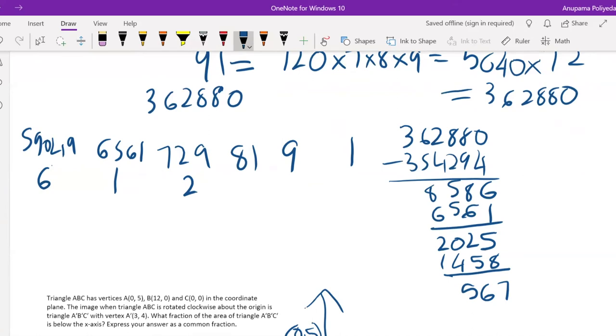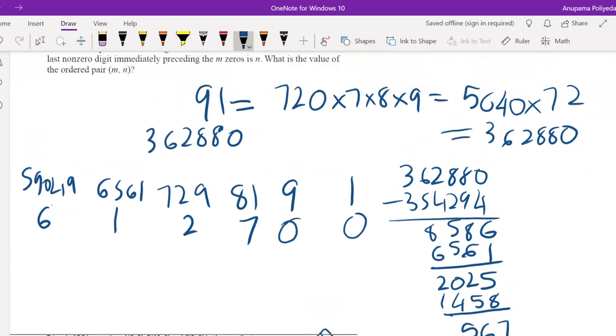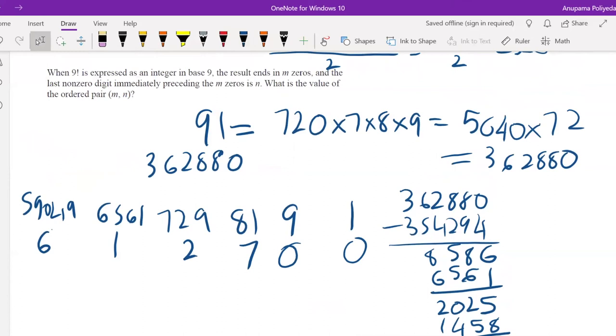6, 7. Yeah, it's 7 because 81 times 7 is 567. And now we've exhausted our number, so 9 and 1 just get zeros. And now the question was asking for how many zeros the number ends in, 2, and the last non-zero digit, 7. So converting can be a little difficult, but it answers our question.